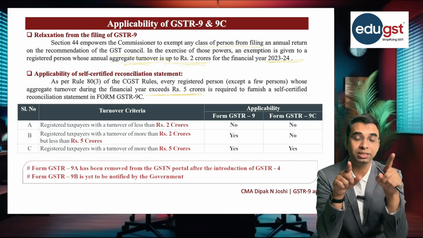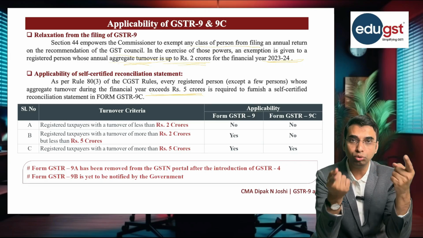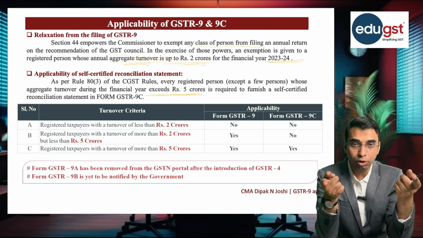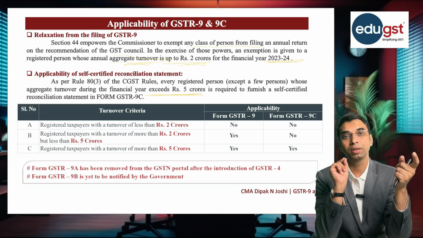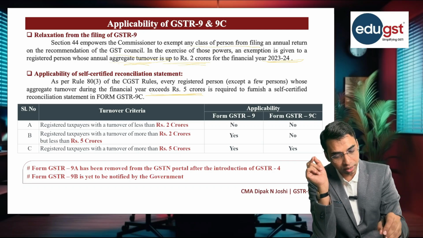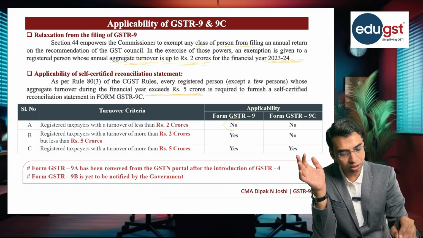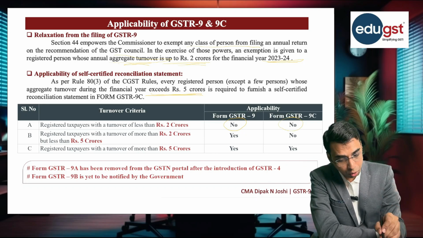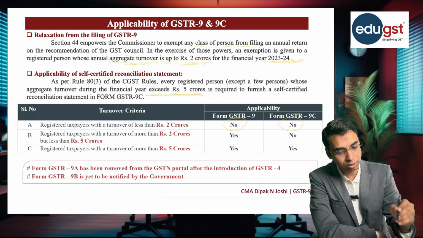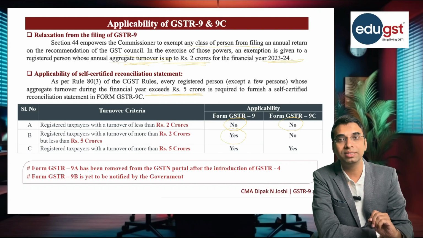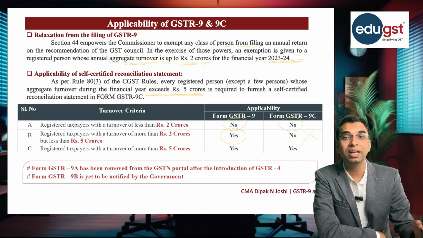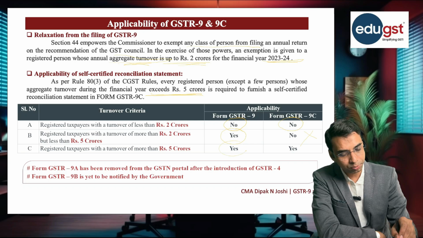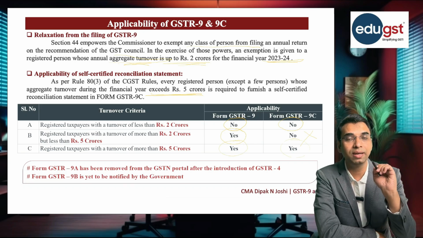So there are two applicabilities. If your aggregate turnover exceeds 2 crores, GSTR 9 is applicable. If your aggregate turnover exceeds 5 crores, GSTR 9C is applicable. Right? So if your turnover is less than 2 crores, in that case, both GSTR 9 as well as 9C are not applicable. If your turnover exceeds 2 crores but is less than 5 crores, in that case, you are required to just file GSTR 9. There is no need to file GSTR 9C. And if your turnover exceeds 5 crores, then in that case, GSTR 9 as well as GSTR 9C, both are applicable.